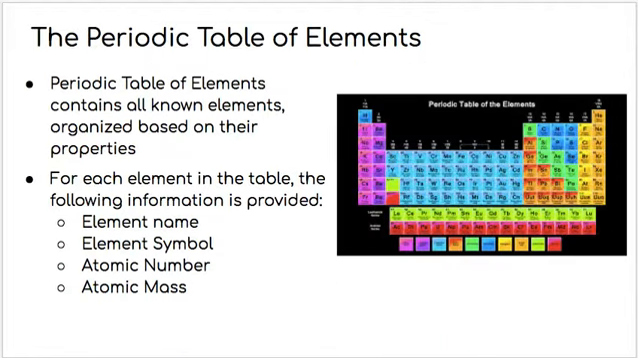So the periodic table of elements, which we see over here on the right, is a table that organizes all of the known elements based on their properties, which we know are all unique to each other. For each element in the table, there is a lot of information about that element that's provided by its square in the periodic table. Those are the element's name, the element's symbol, the element's atomic number, and the element's atomic mass. Today, we're going to talk about what all four of those things are.